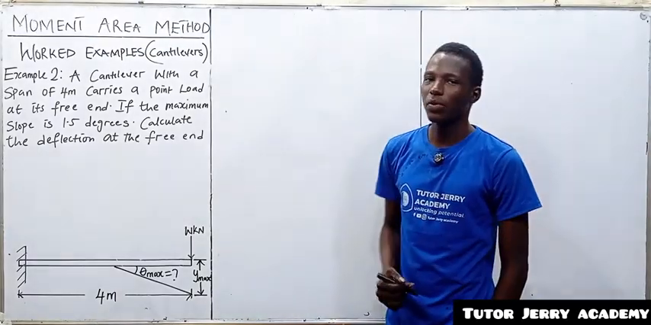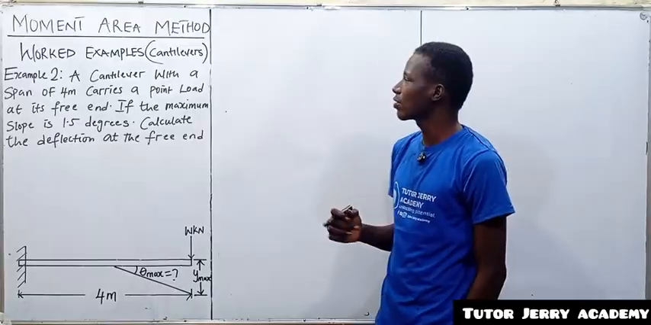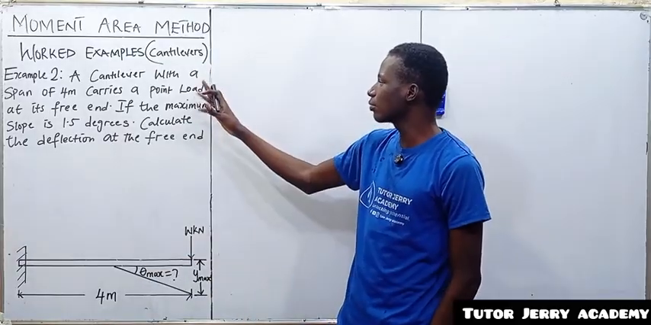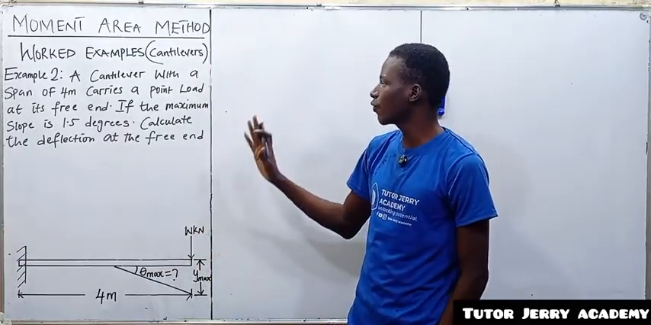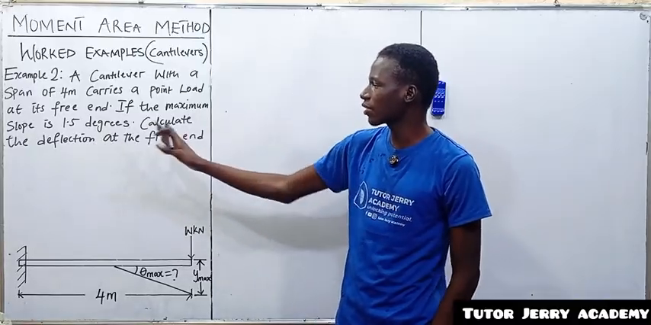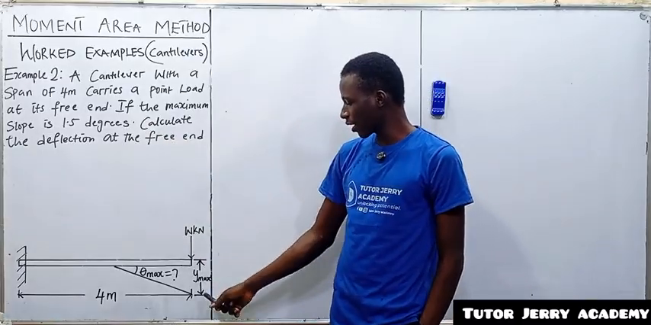And welcome. We are still on moment area method. This is example number 2. We are looking at a cantilever with a span of 4 meters. It carries a point load at the free end. If the maximum slope is 1.5 degrees, we are asked to calculate the deflection at the free end.